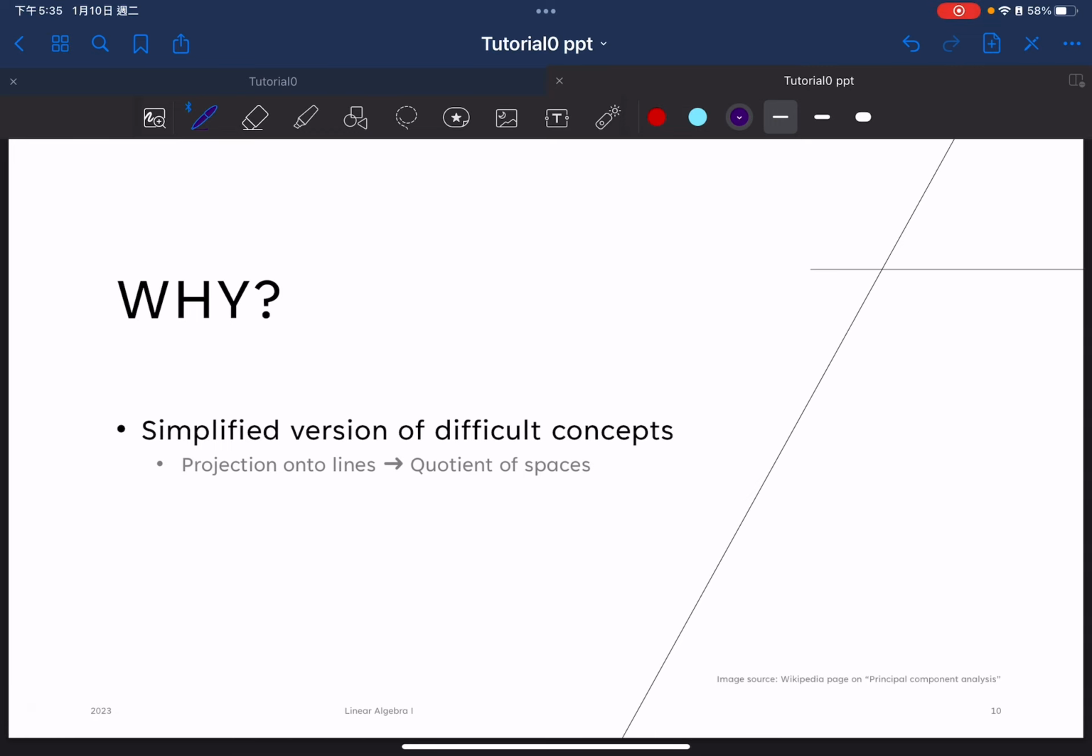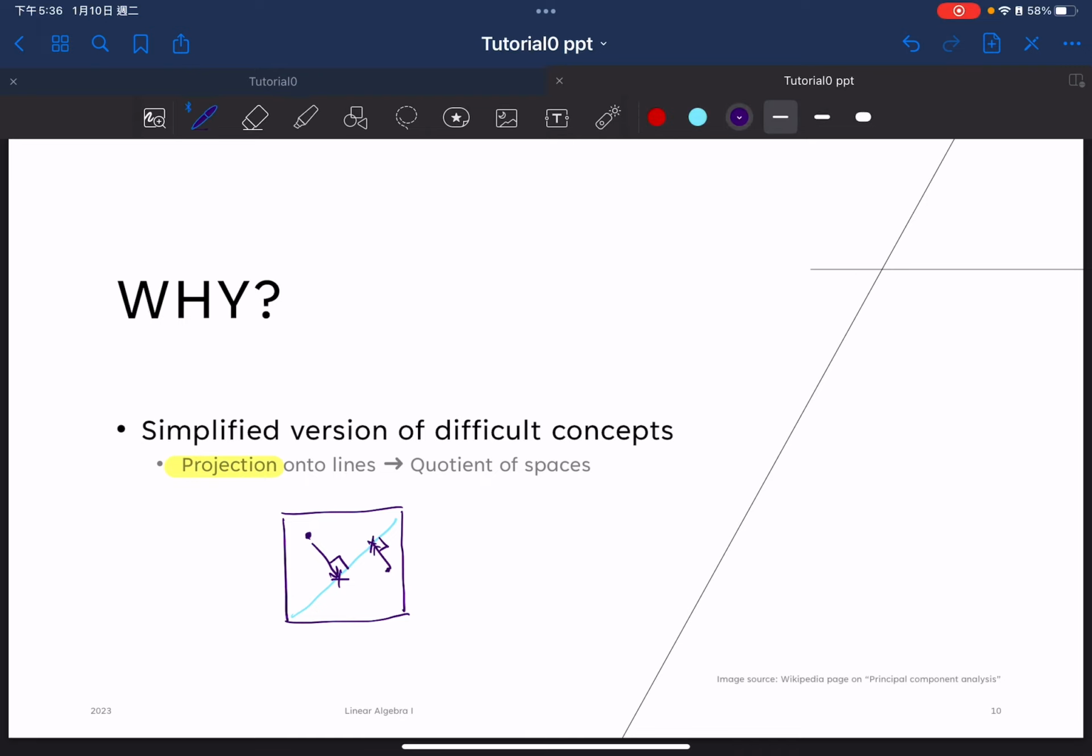So I said linear algebra is the study of lines and planes, right? For example, if you have a plane and a line, where every single point maps to the nearest point on the line, you find the nearest point on the line where it maps to. It's called a projection. The projection itself is very easy.